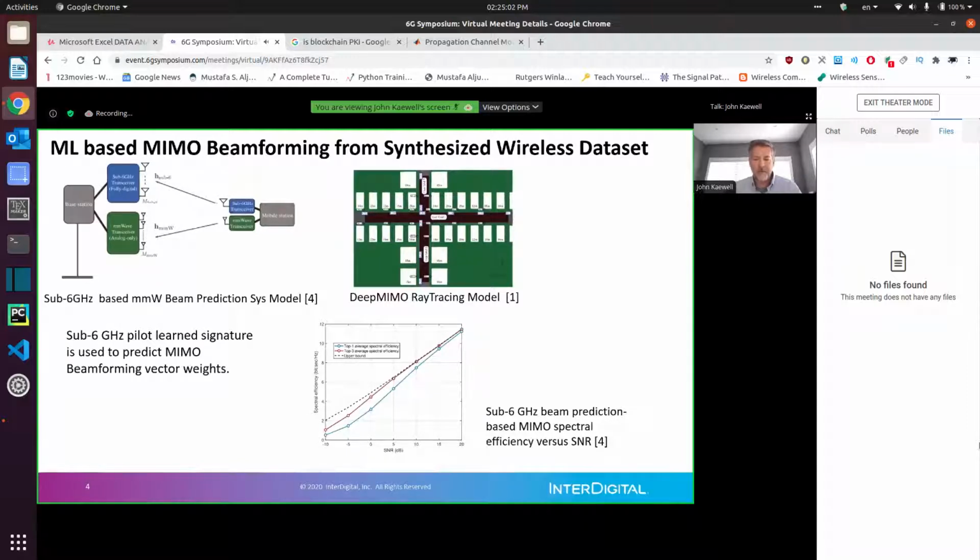That data set is based on ray tracing. It allows the user to define parameters that can identify or control the number of base stations, the number of client devices or UEs, and a number of other operating parameters with respect to the actual waveform.